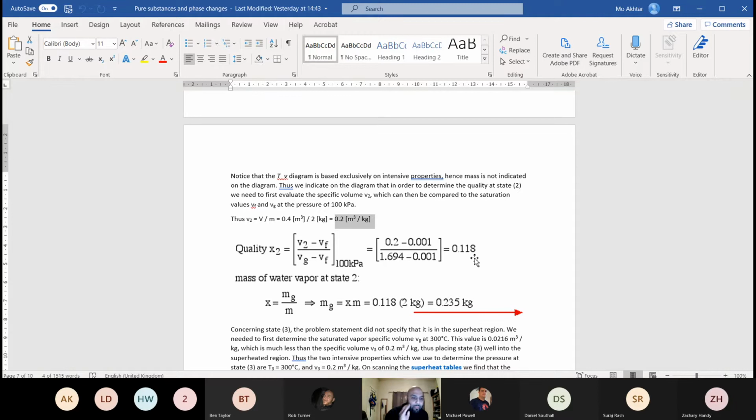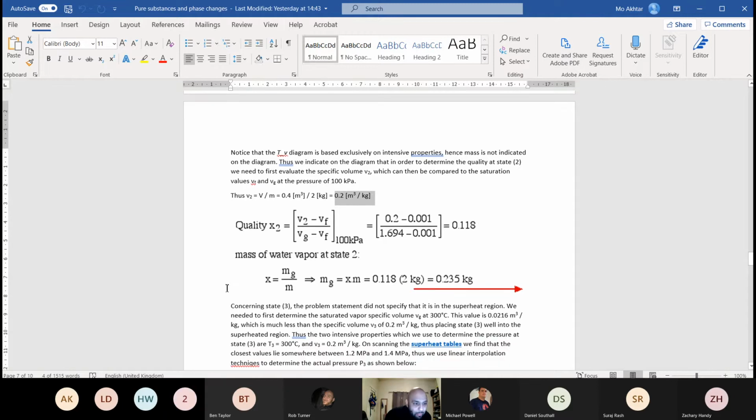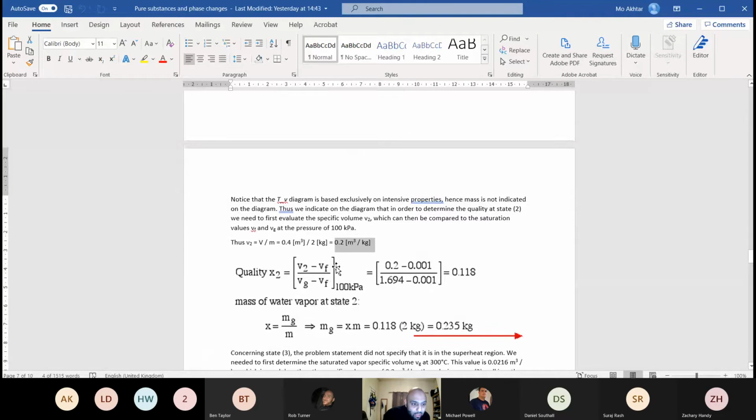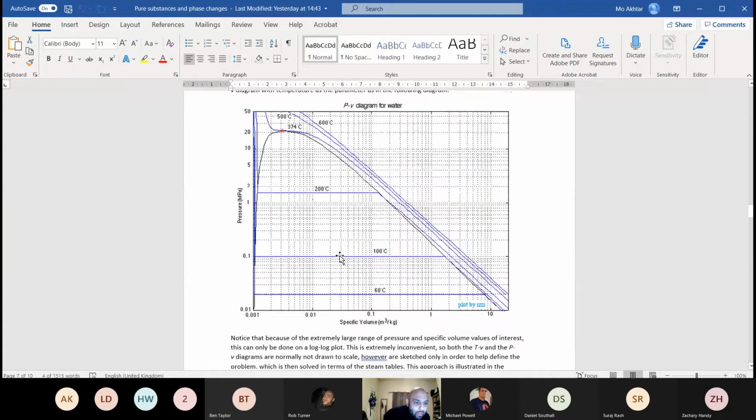Good. So now, mass of water vapor. It's asking, what is the mass of the water vapor? Now, X equals mg over m. If you transpose the formula, what have you got? The mass of water vapor is called mg. So mg is the mass of water vapor. So what you've got is, if you look at your graph here.